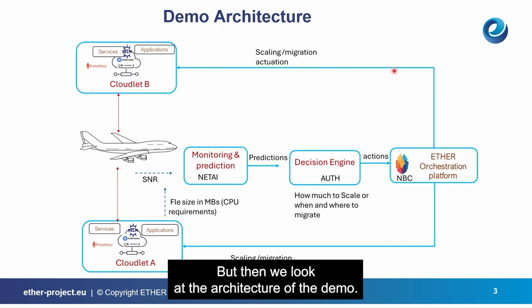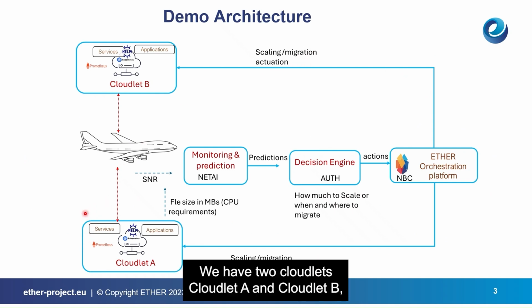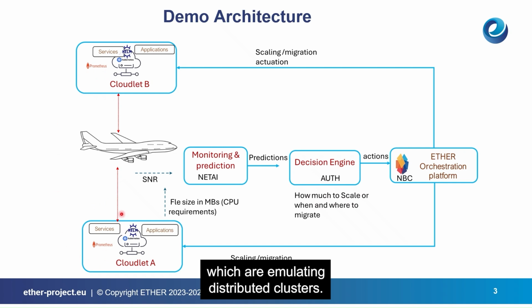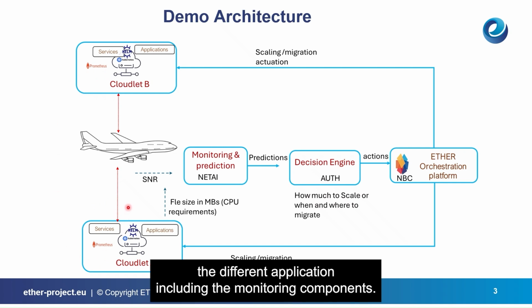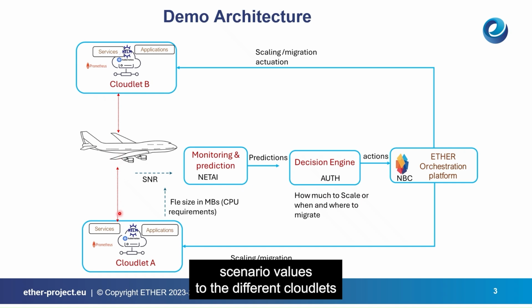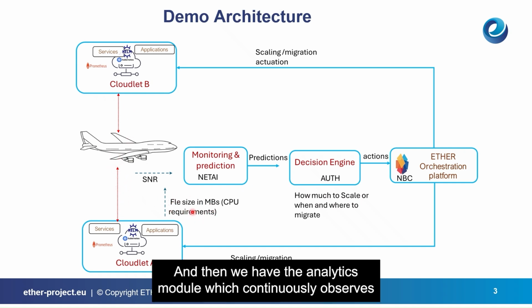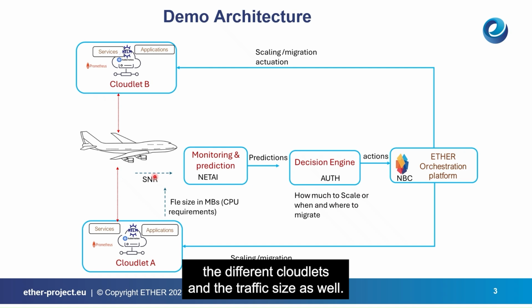Then we look at the architecture of the demo. We have two cloudlets, Cloudlet A and Cloudlet B, which are emulating distributed clusters, and these are running the different applications, including the monitoring components. And then we have a moving aircraft, which is experiencing different SNR values to the different cloudlets and generating traffic of different sizes. And then we have the analytics module, which continuously observes and makes predictions regarding the SNR to the different cloudlets and the traffic size as well.